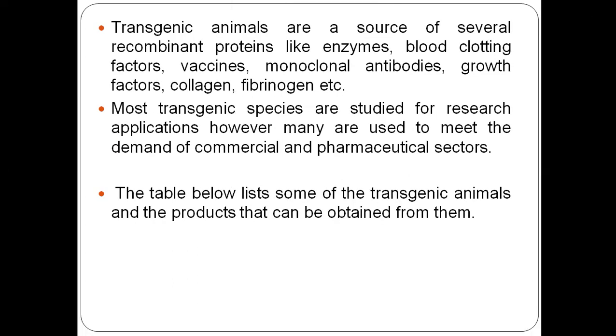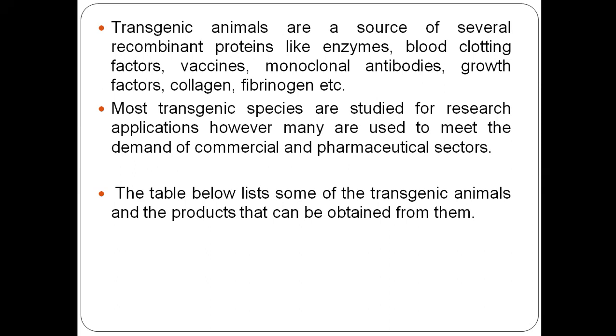So the transgenic animals are the source of several recombinant proteins like enzymes, blood clotting factors, vaccines, monoclonal antibodies, growth factors, collagen, fibrinogen, so that we can use many of these recombinant proteins that are produced from the recombinant genes.